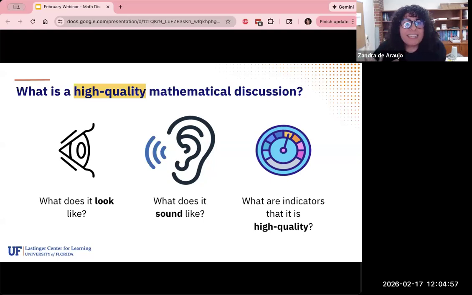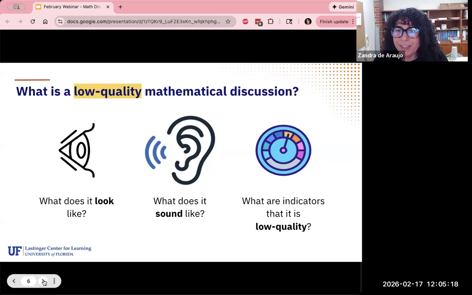So it sounds like it's not just kids saying answers to us. There's more than that, right? It's like this interaction. There's justifications going on. Probably a lot of the MTRs, the math thinking and reasoning routines, or mathematical practices are coming out in the conversation. Students are using vocabulary purposefully and accurately.